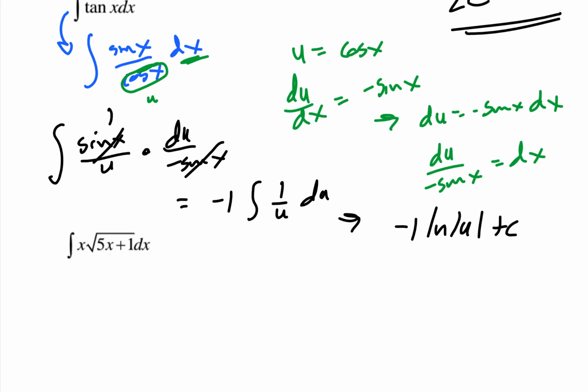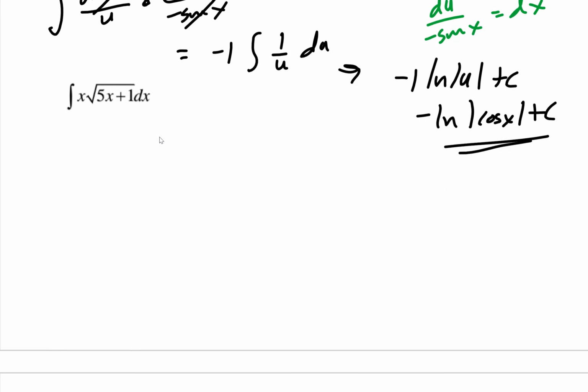The last step, plug your u back in. So in this case, my u was cosine. So negative natural log of cosine x plus c. That's an ugly integration, but it wasn't too bad to do though. Right? It's always the same process. Find your u, take the derivative, find your dx. That's all it is. Plug it in, integrate like normal. Let's do a couple more.